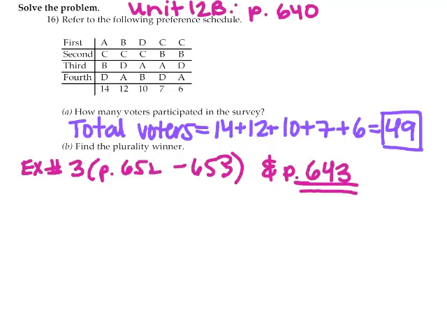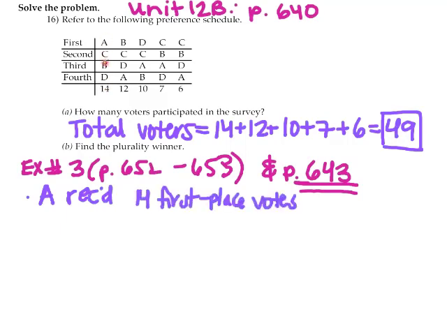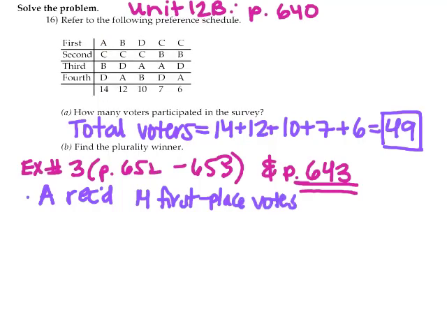We can start with A. A received 14 first place votes. We see that from column 1. I'll just go ahead and number the columns. We have columns 1, 2, 3, 4, and 5. So A received 14 first place votes, as you can see from column 1.